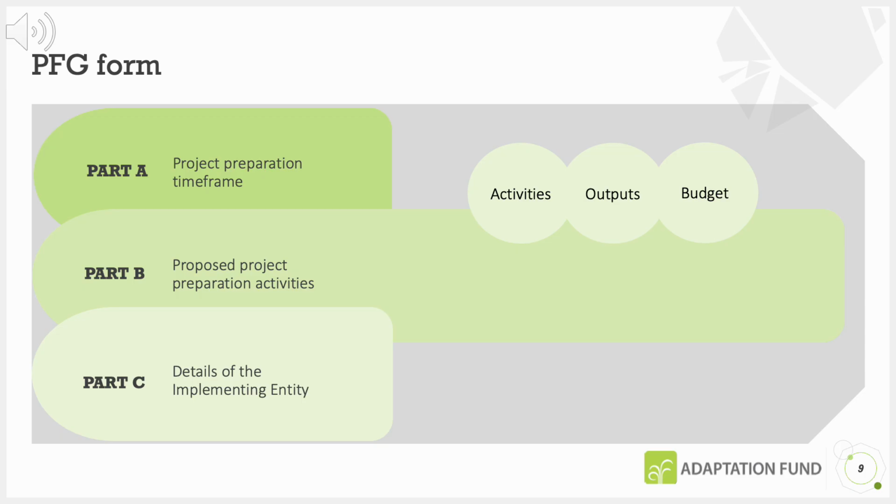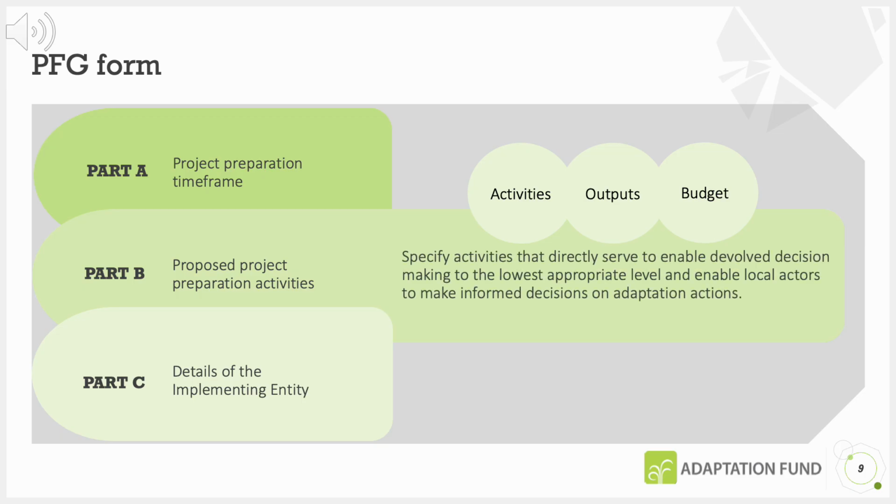Part B of the PFG form must specify the activities that would directly serve to enable devolving decision-making to the lowest appropriate level and enable local actors to make informed decisions on how adaptation actions are defined, prioritized, designed, and implemented. In Part C, the implementing entity fees for the PFG must not exceed 8.5% of the total requested amount.